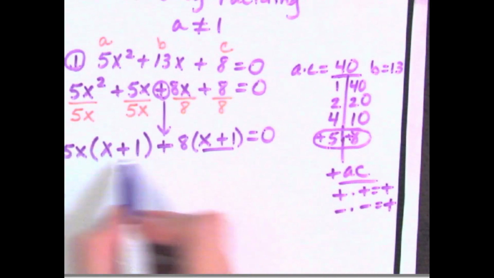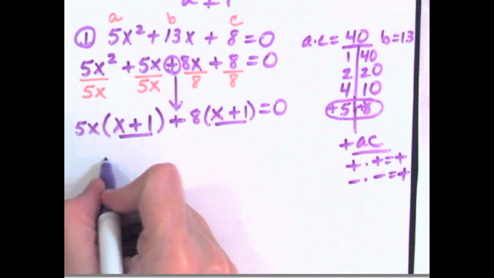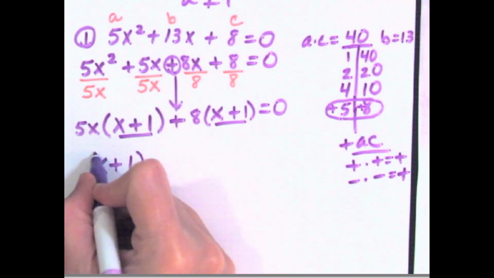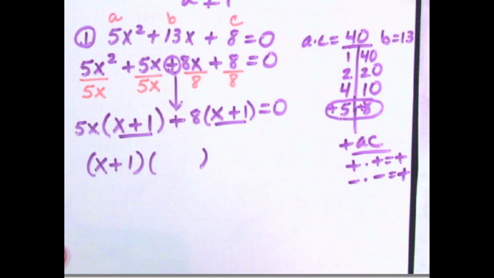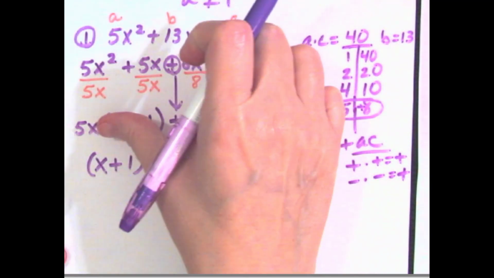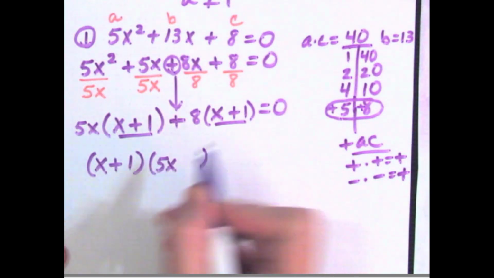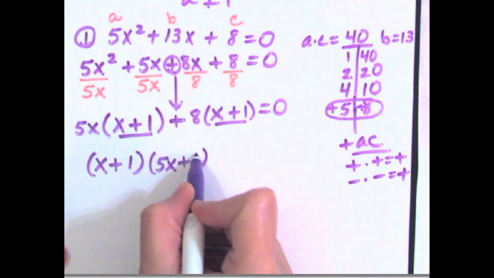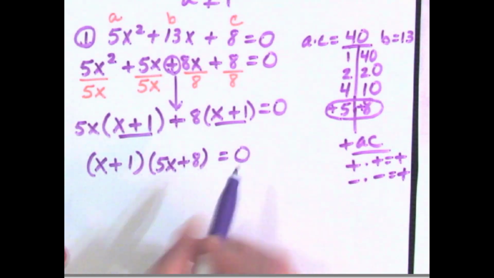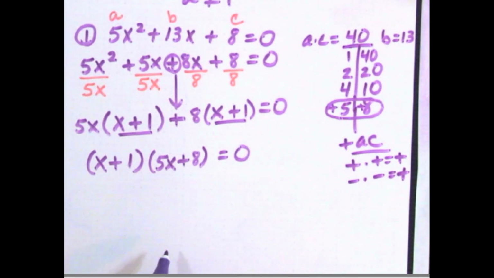Now we see we have matching binomials, so we're going to factor out the x plus 1, park our GCF in front, and then in the second set of parentheses, I like to put what's left. So when we take out x plus 1, we're left with 5x. Here, if we take out x plus 1, we're left with 8. And you could change the order. You could make it 5x plus 8 times x plus 1.